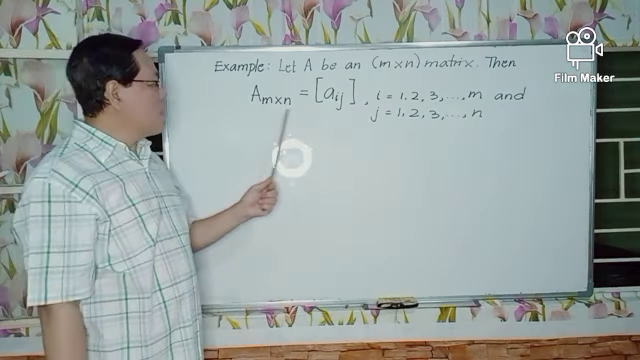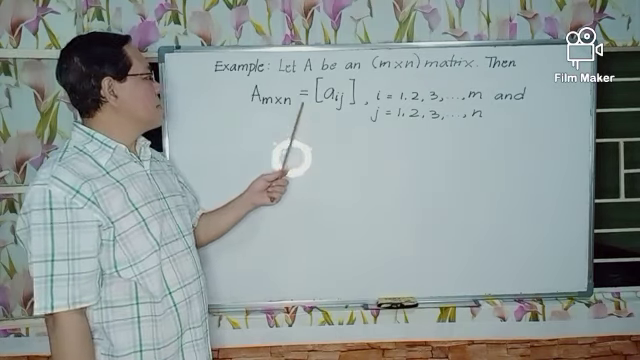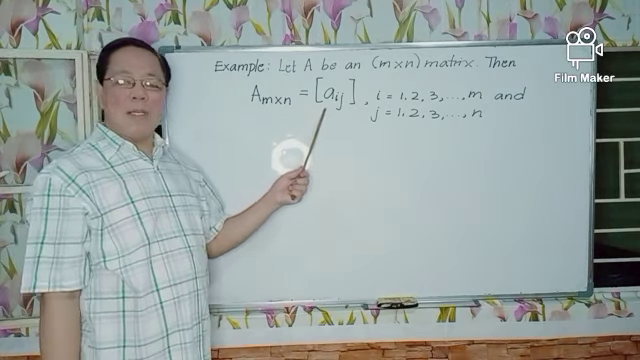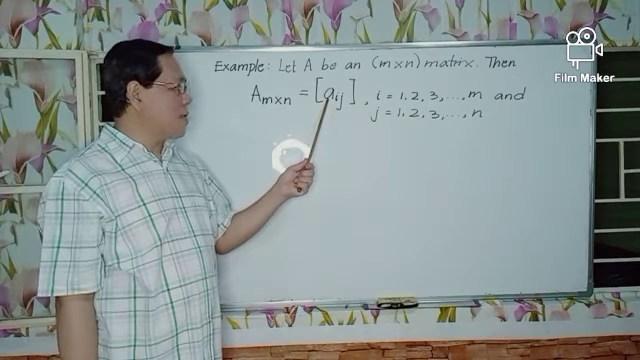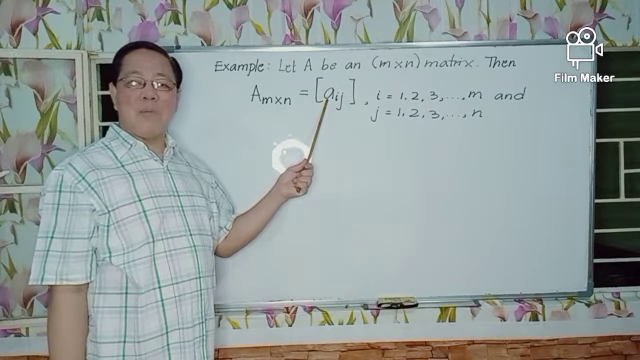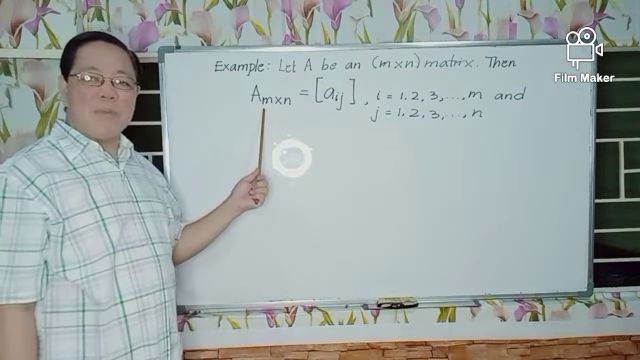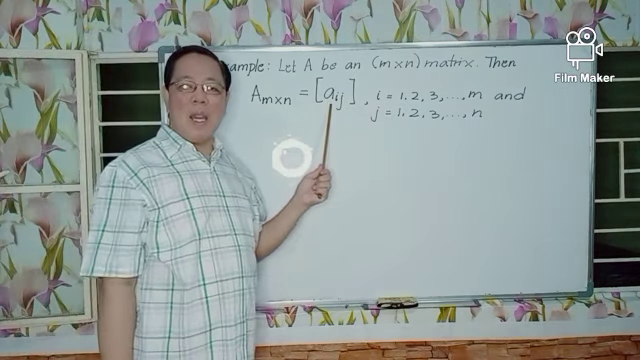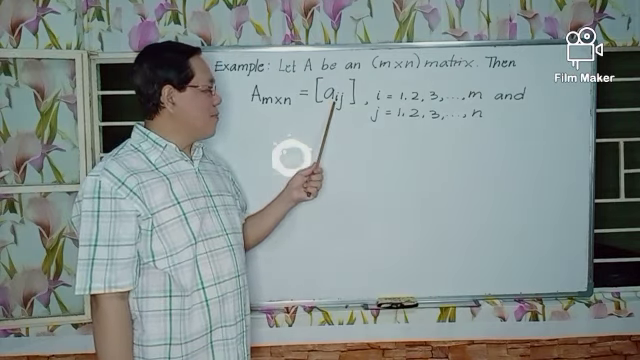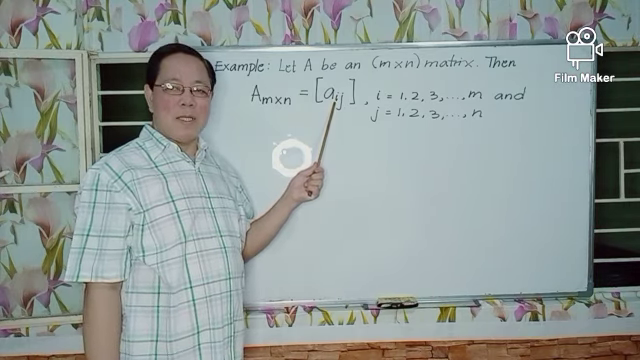And using our notation for matrix, a pair of brackets, if A is an m by n matrix, its entries are denoted by small letter a sub ij. The small letters are used to represent the entries of a matrix. For matrix capital A, we represent its entries by a sub ij. The small letter has two subscripts. The first subscript i refers to the row number of the entry.